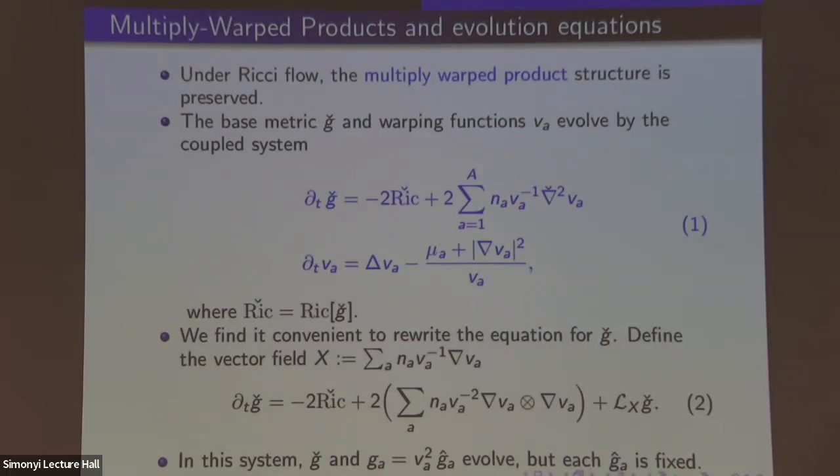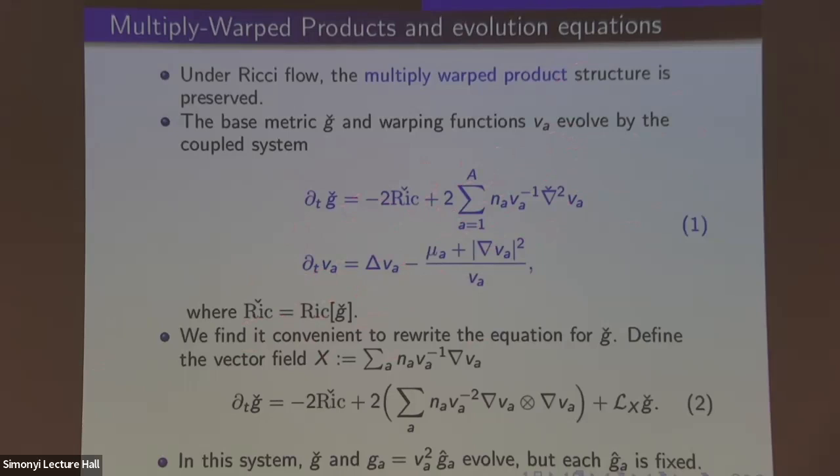Okay, and so under the Ricci flow, this multiply warped structure is preserved. And here I wrote the equations for how these geometric quantities evolve along the Ricci flow. So g check is the metric on the base, and it evolves like this. If you didn't have this last term, it would be just the Ricci flow on the base, right? But since it's a warped product metric, you also get this extra term there. And each of the v alpha, these warping functions, and we have A of them, evolve by this equation. So you basically get a system that you need to consider.